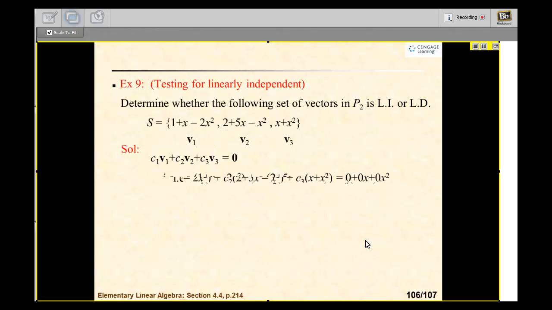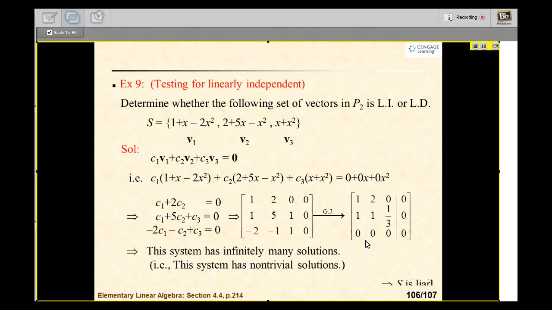Similarly, for the second question, in the same way we can prove that here we have C1 equal to 2, C2 equal to minus 1, C3 equal to 3. So we say that it is linearly dependent.